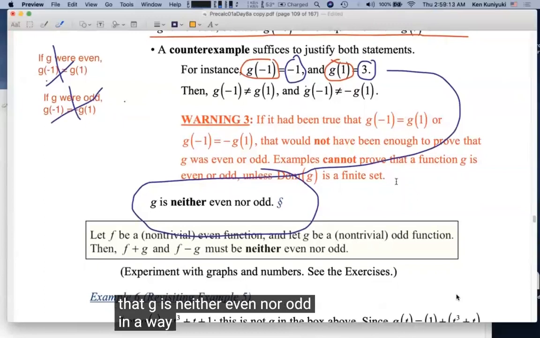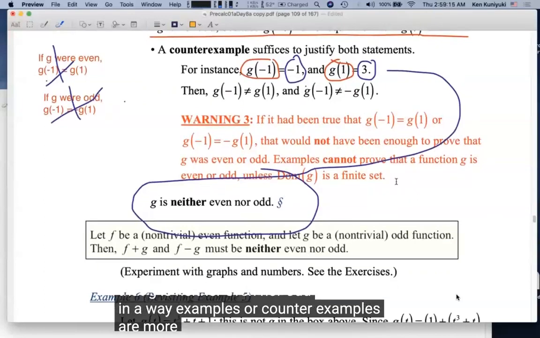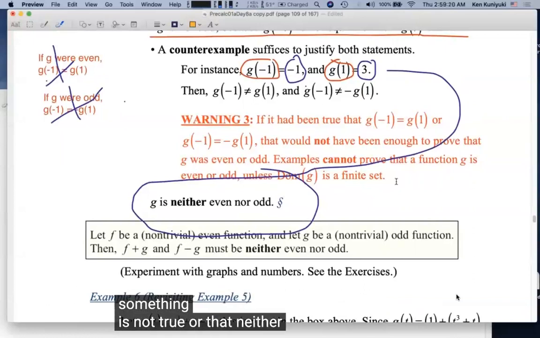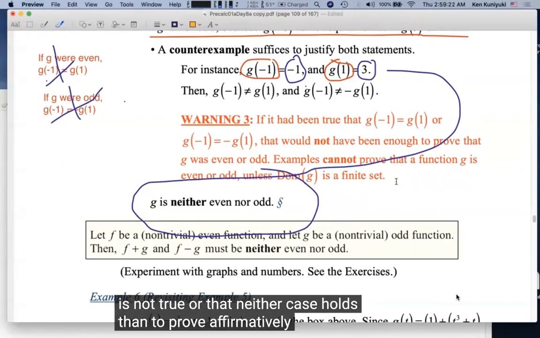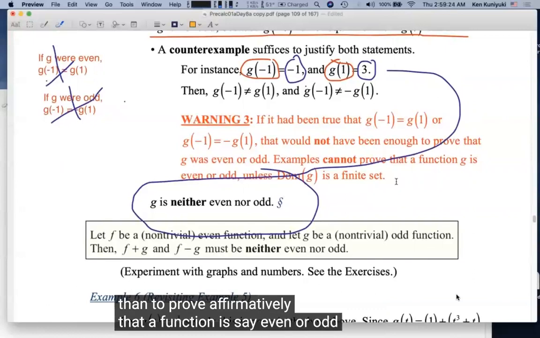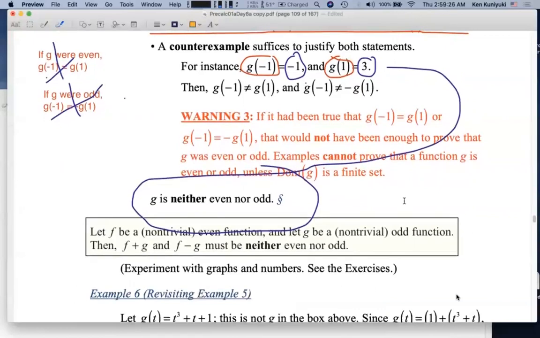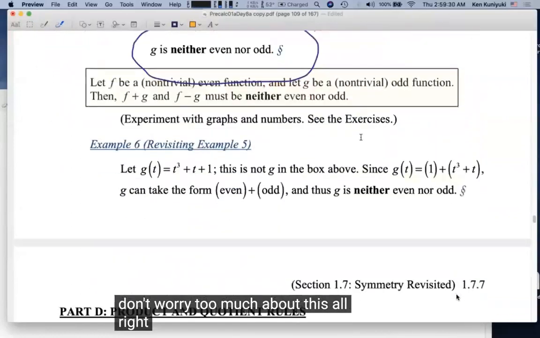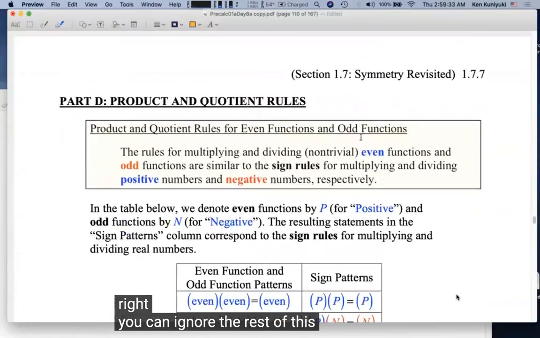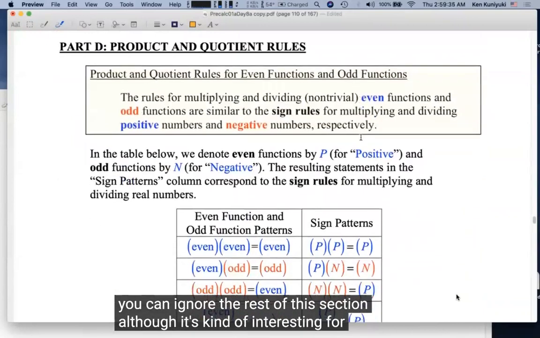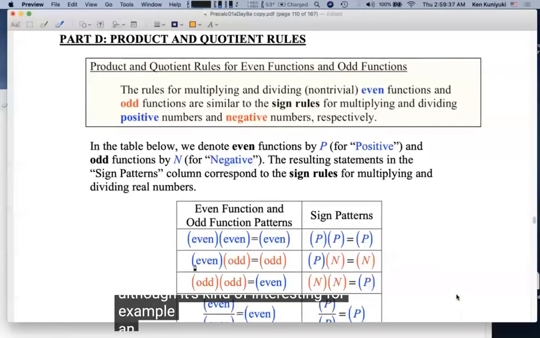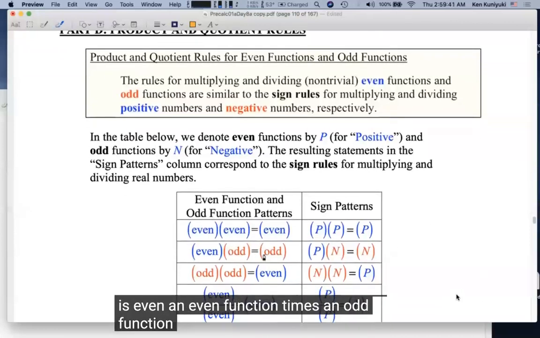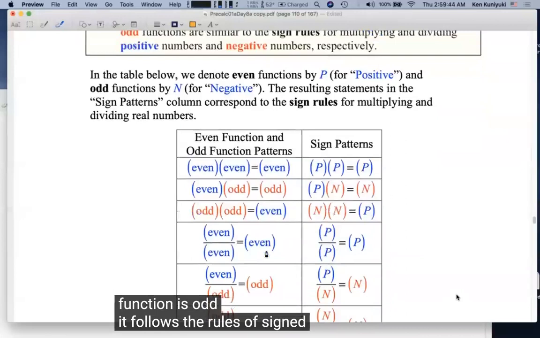In a way, examples or counterexamples are more easily used to show that something is not true or that a neither case holds than to prove affirmatively that a function is, say, even or odd. Don't worry too much about this. All right. You can ignore the rest of this section, although it's kind of interesting. For example, an even function times an even function is even. An even function times an odd function is odd. It follows the rules of signed numbers.